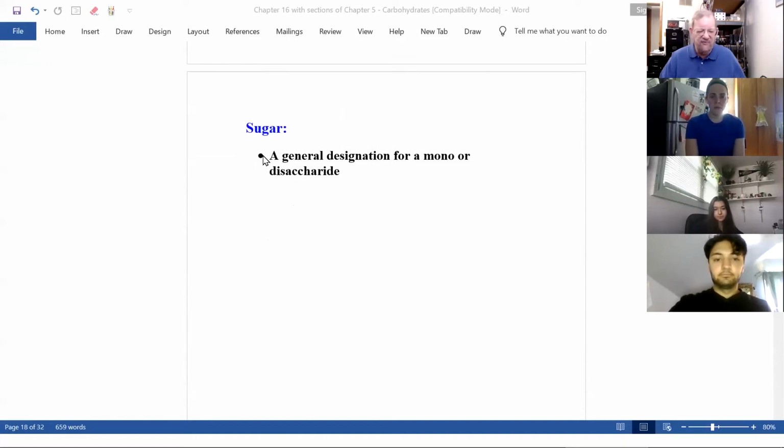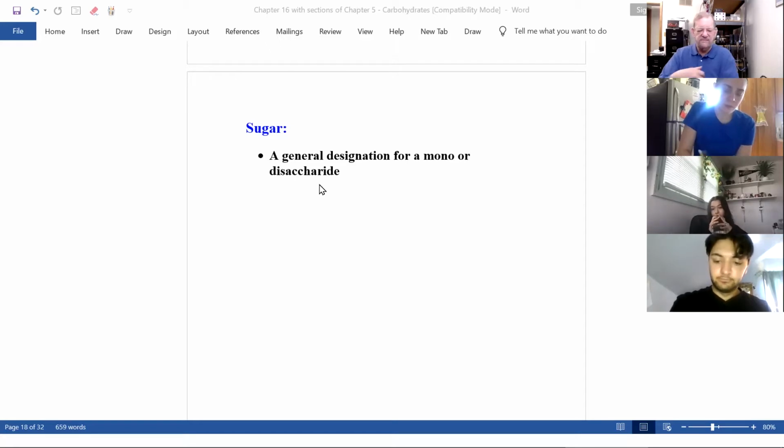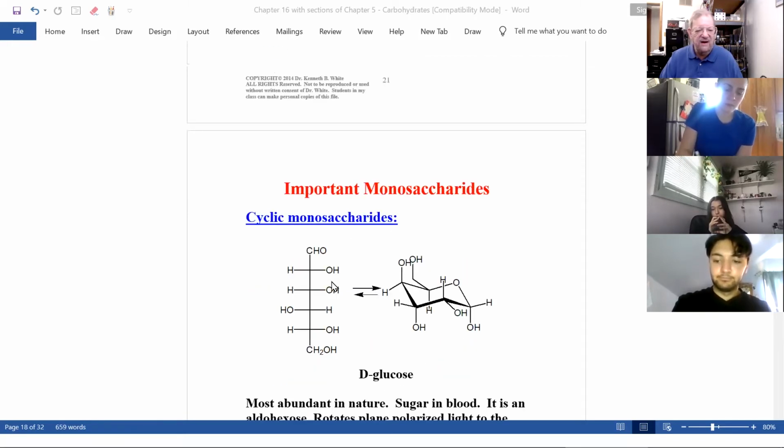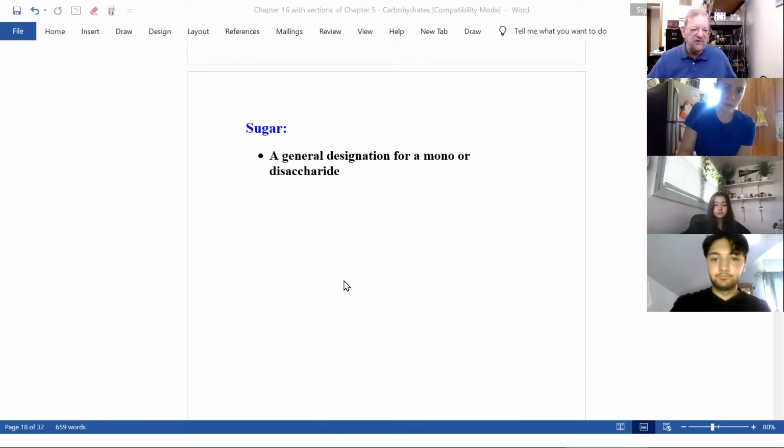And by the way, I've talked about this as sugar, and this is something you should know. A sugar is a general designation for a mono and disaccharide. So if you're at a dinner with someone, they say, please pass the sugar, guess what? They're talking about either a mono or disaccharide. Now, there's a special sugar you should know. First of all, I'll wait until you copy that down. Everybody got it? Okay. I don't have it on here, but you should know that table, I think I mentioned this earlier.